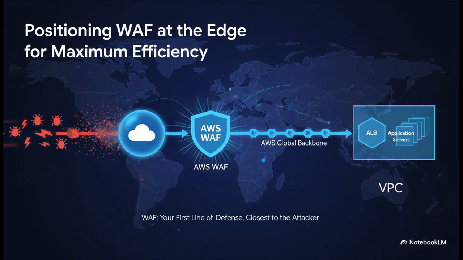So where you put this thing is absolutely critical. The best practice, and really the only way you should do it, is to position WAF at the very edge, right in front of your content delivery network like CloudFront or your load balancer. Why? Because you're stopping attacks with maximum efficiency, as close to the attacker as possible. The big takeaway here is this: stop the bad guys as early as you possibly can.